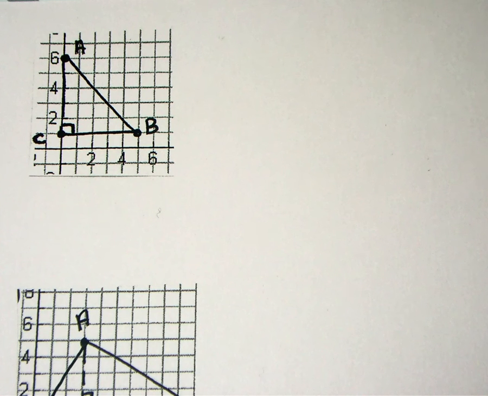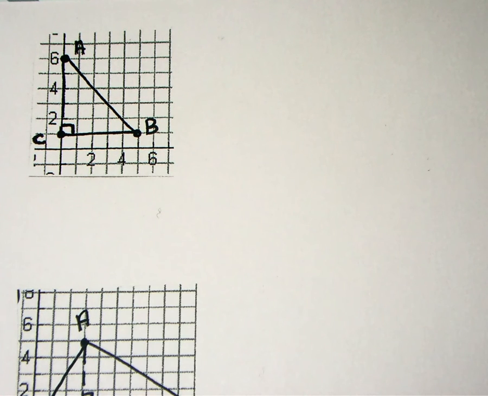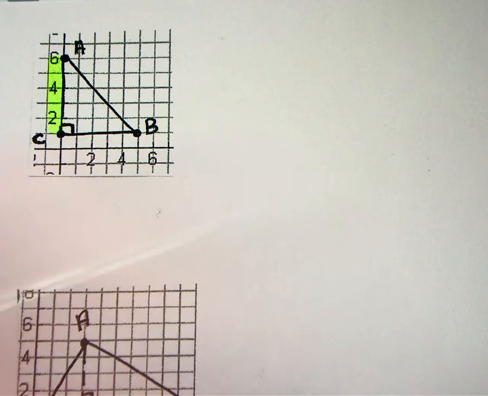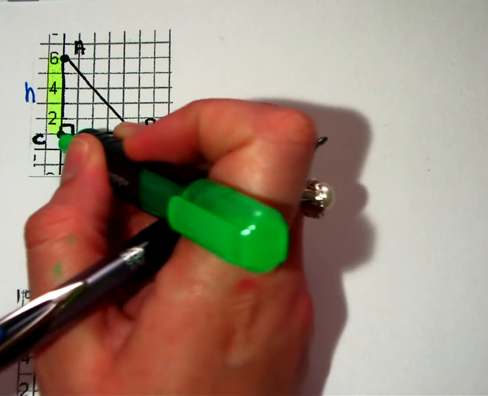Okay, this video is about how to find the area of a triangle inside of the coordinate plane. So we're going to start with a basic right triangle. On a right triangle, the height and base are actually located on the triangle itself. So in this problem, the height is located here. Okay, that's going to be our height. And our base is located here.